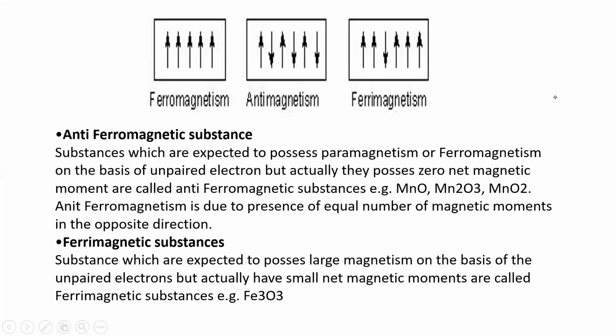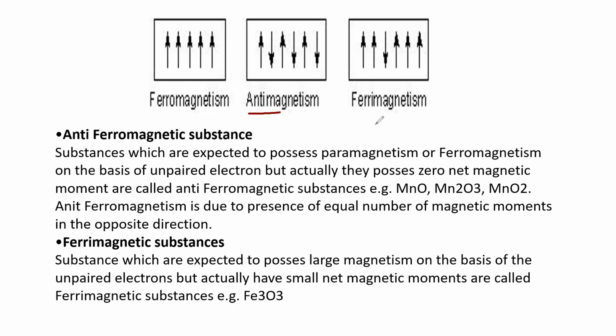See here, clearly it is given. All the magnetic particles are aligned in the same direction for ferromagnetic substances, and once they get magnetized, the magnetism is permanent. This means if a ferromagnetic substance is magnetized by any method, it will remain a magnet forever and ever. Next, antiferromagnetic substances. Substances which are expected to possess paramagnetism or ferromagnetism on the basis of their unpaired electrons, but actually possess zero net magnetic moment, are called antiferromagnetic substances. Examples: manganese oxide, Mn2O3, MnO2.